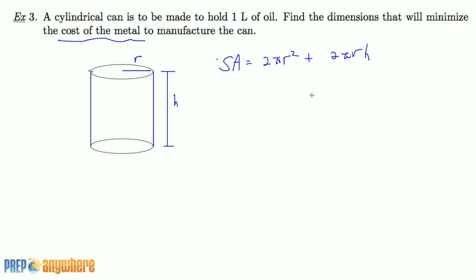The volume is given to be 1 liter. Now you can't use 1 liter directly. Do you know that 1 cubic centimeter is 1 milliliter? I hope you know that. So 1 liter is actually 1,000 milliliters, which is 1,000 cubic centimeters. You need to convert it into centimeters. So we have pi r squared times h, that's the volume, and that's going to equal 1,000.